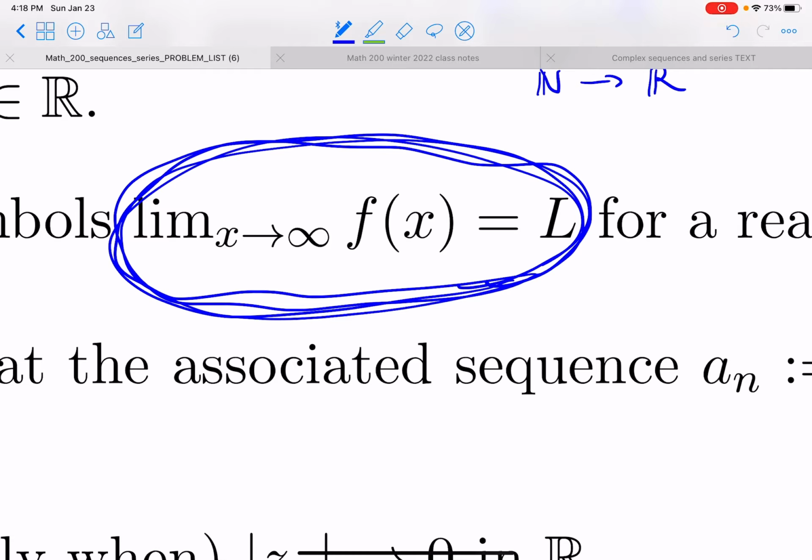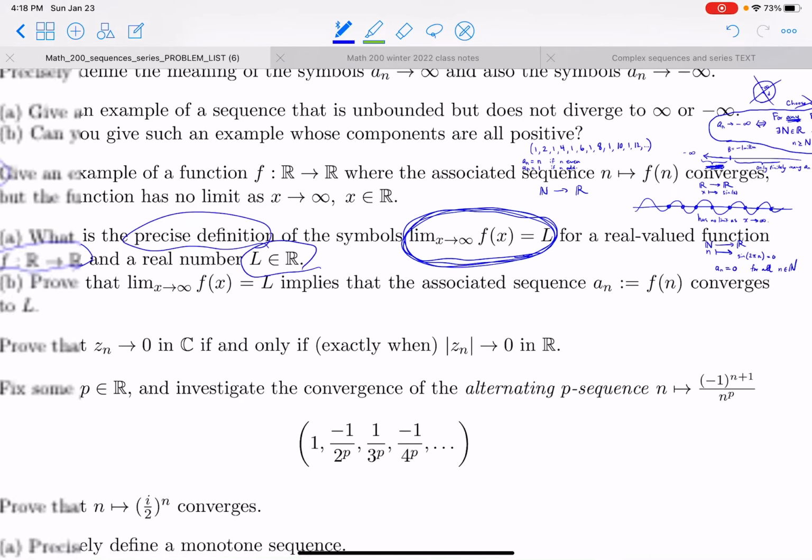Maybe memorize is a bad word for this. But anyway.